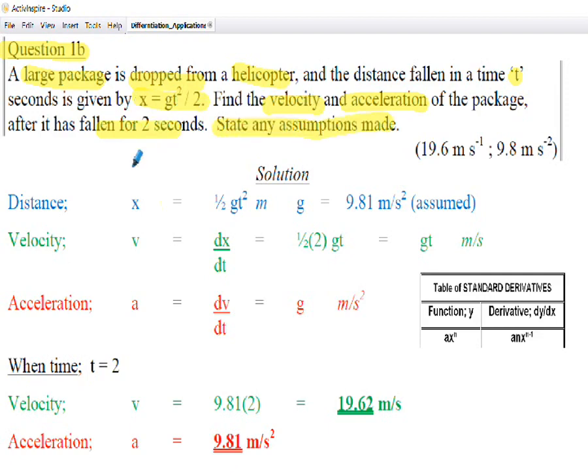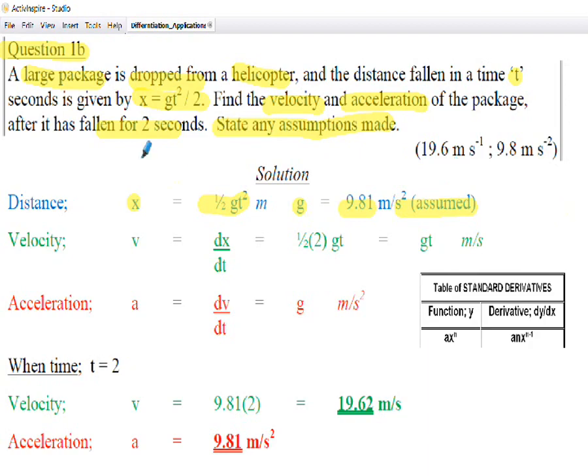So given the expression for distance, x is equal to half g t squared. The assumption we'll make here, of course, is that g is equal to 9.81 meters per second squared. So we're going to assume that value. We're allowed to assume the value of g.